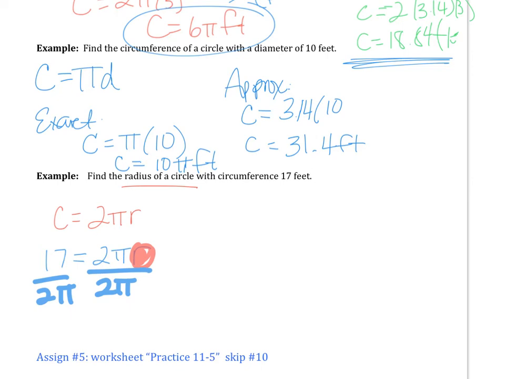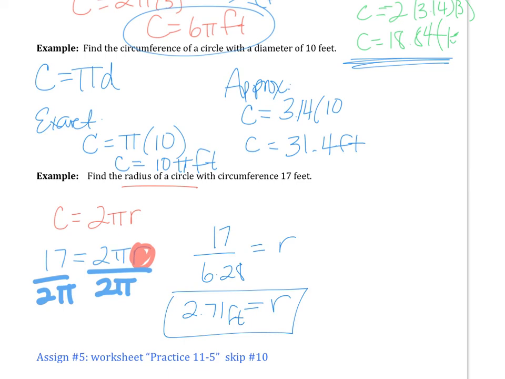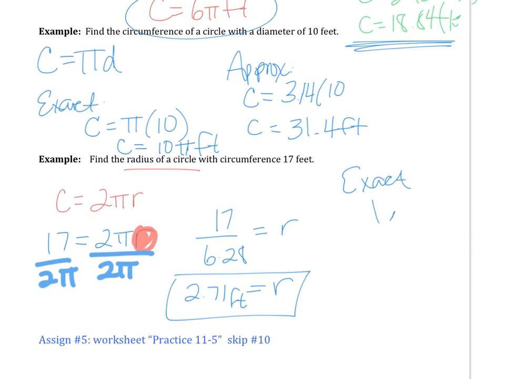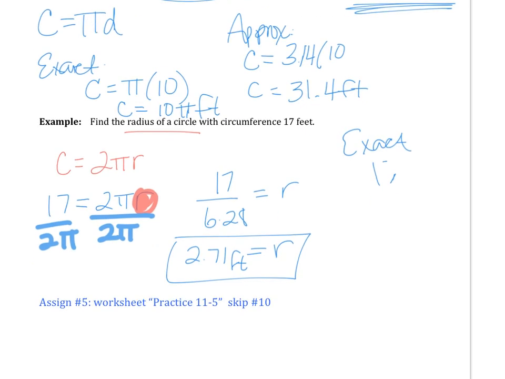And in this particular case I'm going to use that as a decimal, or use that on my calculator, and so 17 divided by 6.28, which is twice pi, equals r, so r equals 2.71 feet approximately. And again, that's with that pi out of there. If I wanted exact, you would actually leave it as 17 over 2 pi, or what is that, 8.5 pi.